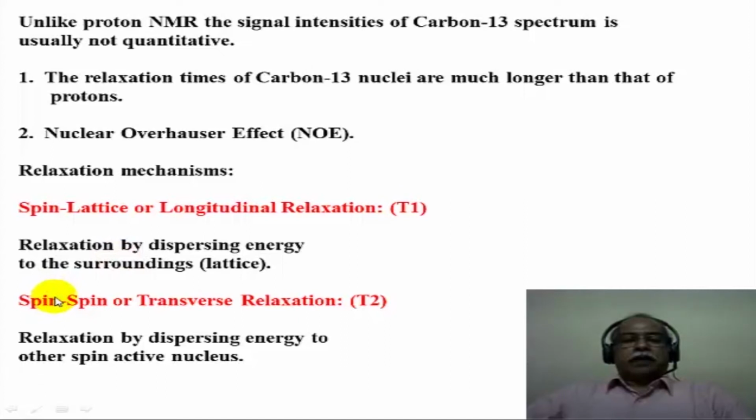The alternative mechanism for the relaxation process is the spin-spin relaxation or the transverse relaxation. In this particular relaxation process, the relaxation is by dispersion of the excess energy of the spin to other spin-active nuclei present in the molecule. In other words, for example, if the carbon were to relax, it can pass on the energy to another spin-active nucleus like fluorine, phosphorus or hydrogen, and thereby it comes back to the ground state by a spin-spin relaxation process.